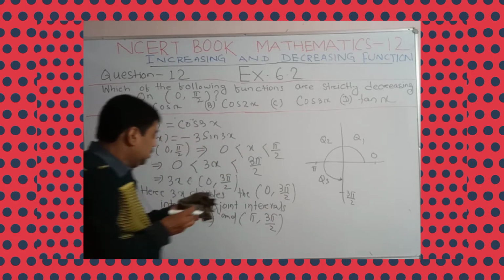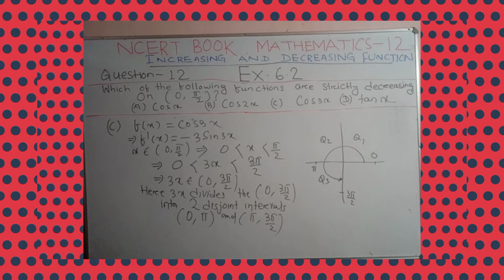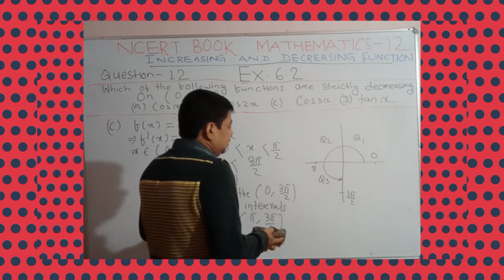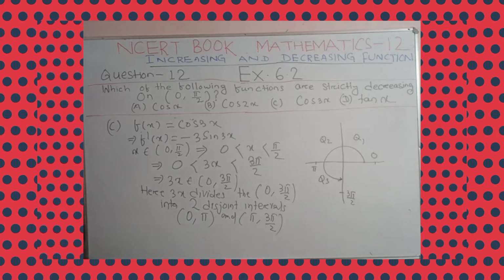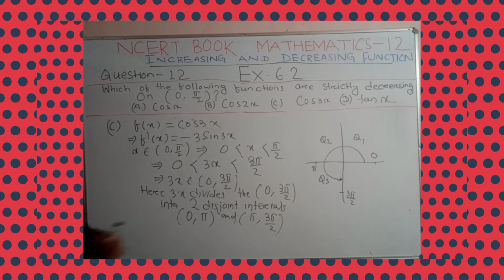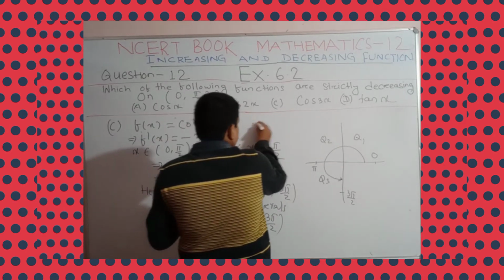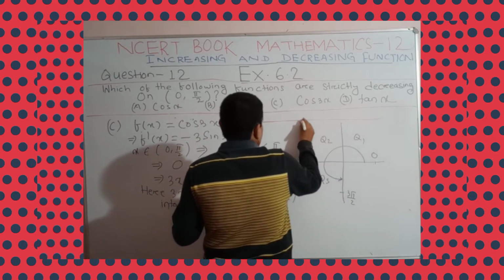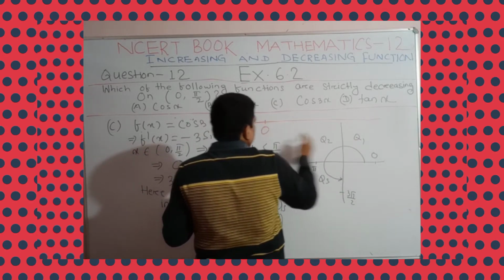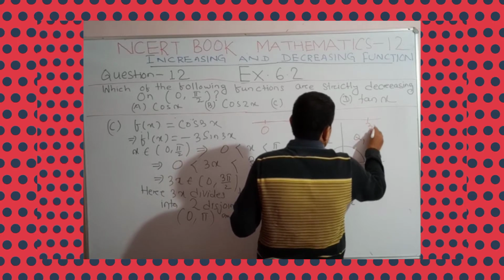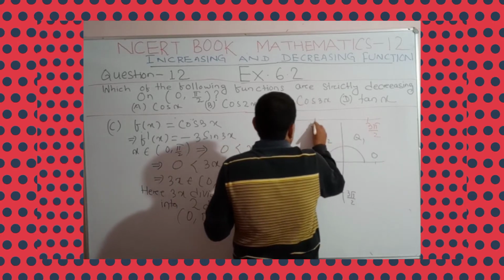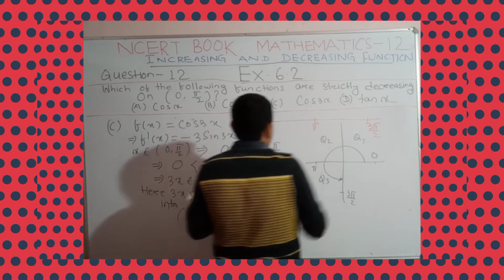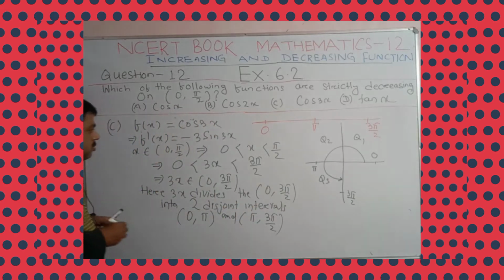You see the real number, here the domain, the 3x divides the interval 0 to 3 pi by 2 into two disjoint intervals. Understand or not? Is it clear? It means the first interval starts at 0, this is 3 pi by 2, and here pi. So here we are getting two intervals, two disjoint intervals we have to find out.